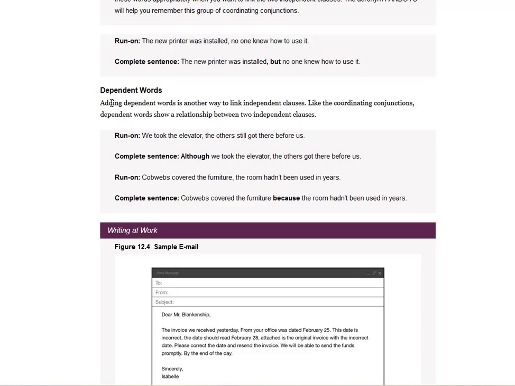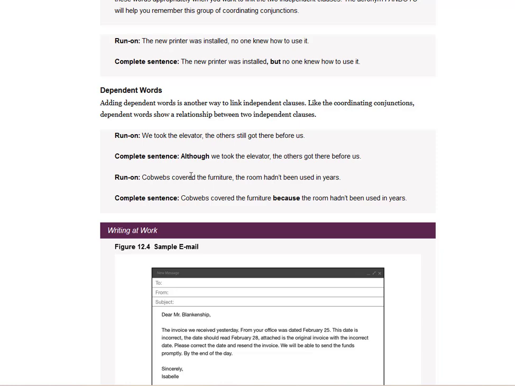And then you've got dependent words. Another way of saying dependent words is subordinating conjunctions. Adding dependent words is another way to link independent clauses. Like the coordinating conjunctions, the dependent word shows a relationship between two independent clauses. But when you use dependent words, the sentence that has the dependent word is less important than the sentence that doesn't have it.